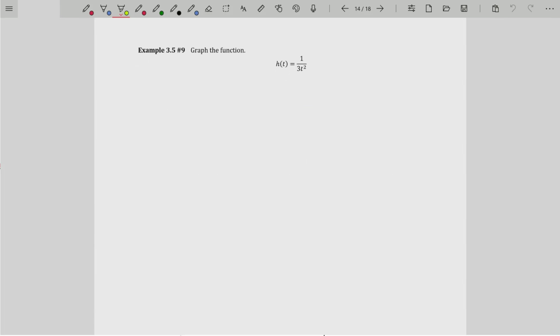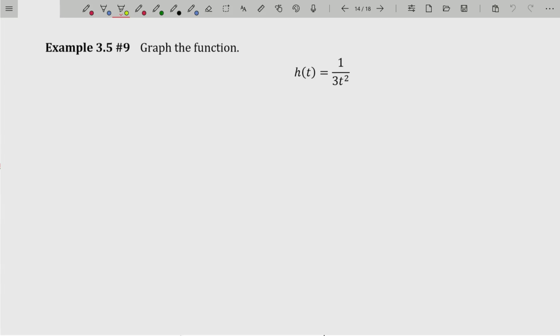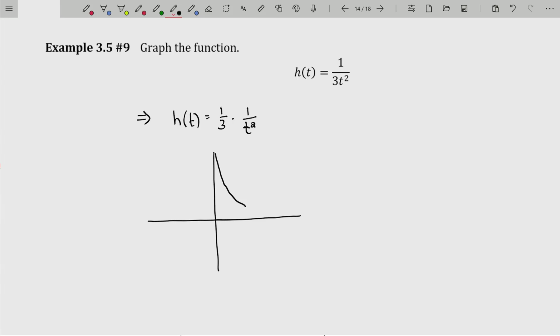Let's go ahead and see what our first example is. Graph the function 1 over 3t squared. This is actually a stretch or a compression. You just have to be willing to spend a little bit of time rewriting it. This is h of t is equal to 1/3 times 1 over t squared. And you know what 1 over t squared looks like. 1 over t squared normally looks like this.